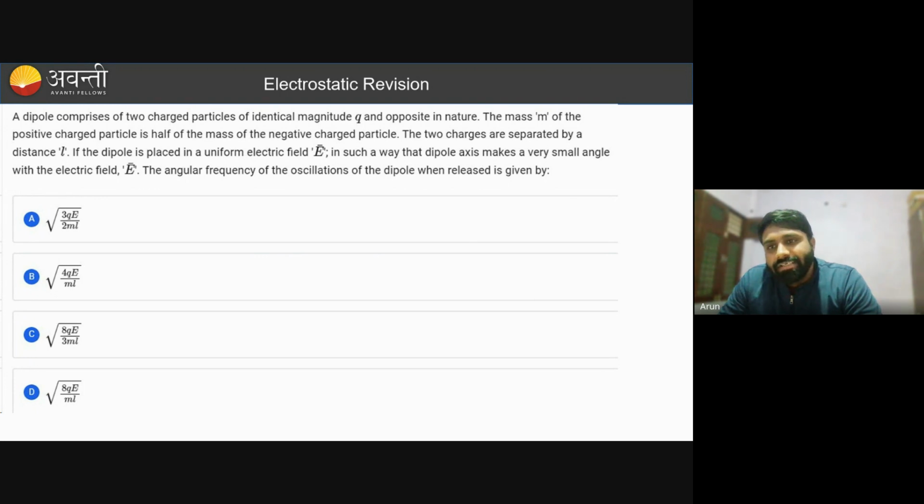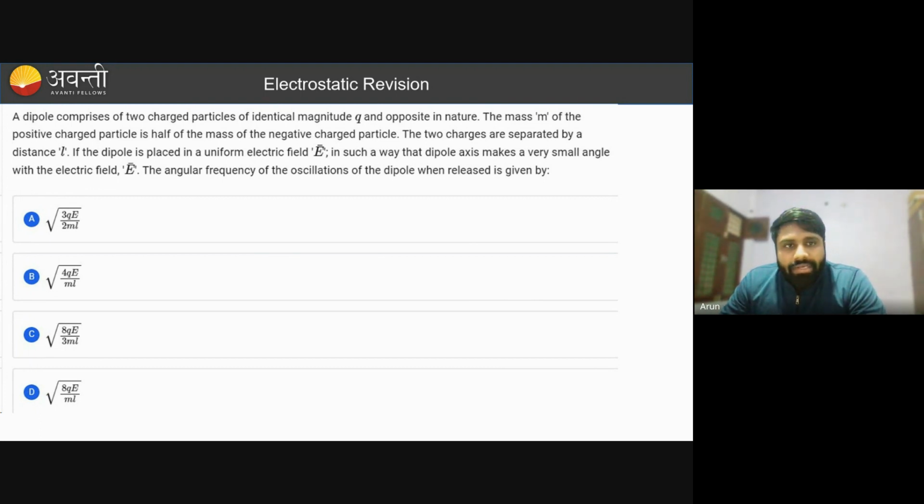We are discussing electrostatics and the topic is the electric dipole in an external electric field. And here we are seeing some numericals. If you find any problem, because in this numerical problem we are going to use a concept, I will explain it to you here. Okay?